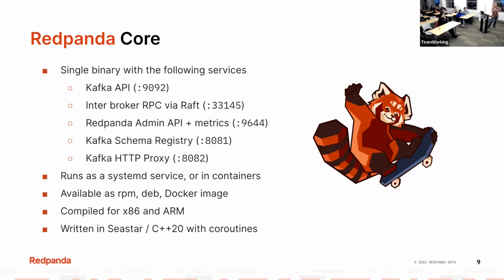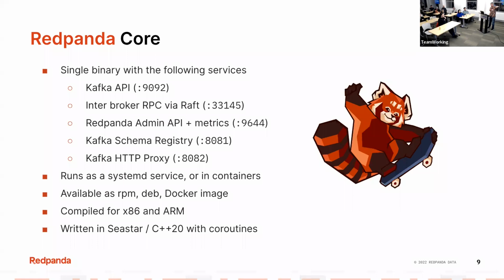The core itself is a single binary. So this is in comparison with Kafka, which is JVM based. And then it requires an external system like ZooKeeper for coordination. So the installation of Kafka is actually pretty complex. With Redpanda, we have everything in a single binary. That includes the core broker functionality. It supports the Kafka API on port 9092. We have inter-broker communications. This is where the Raft protocol goes on 33145. We have an admin API and a metrics endpoint.